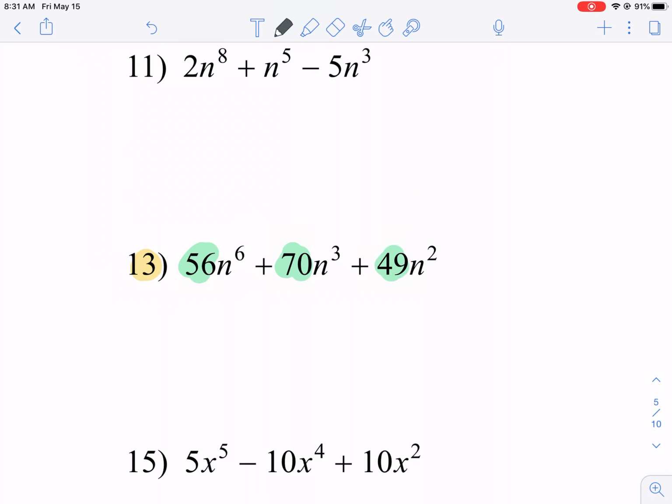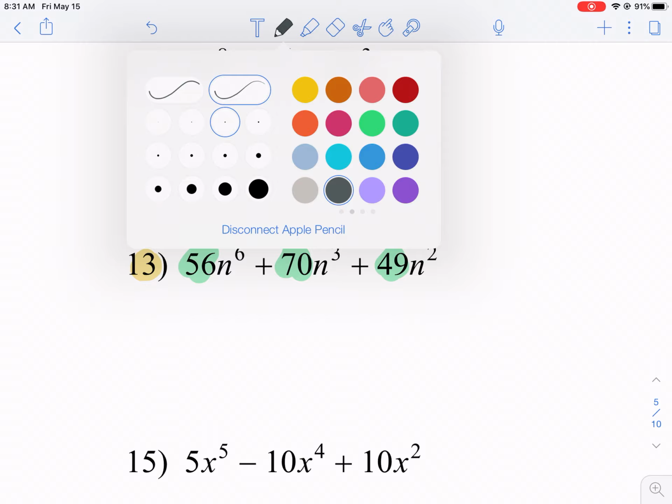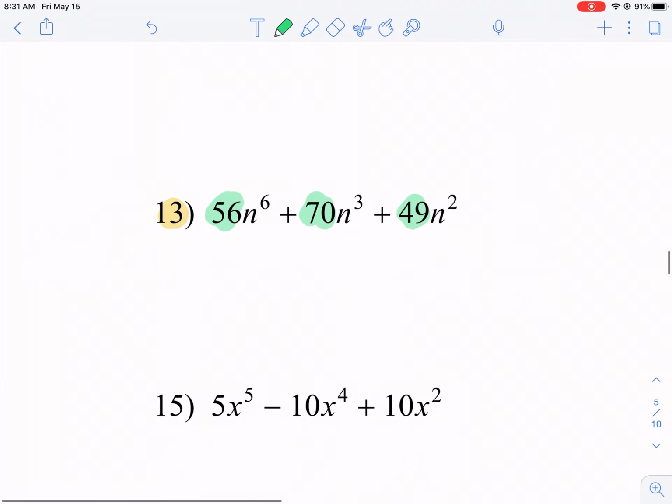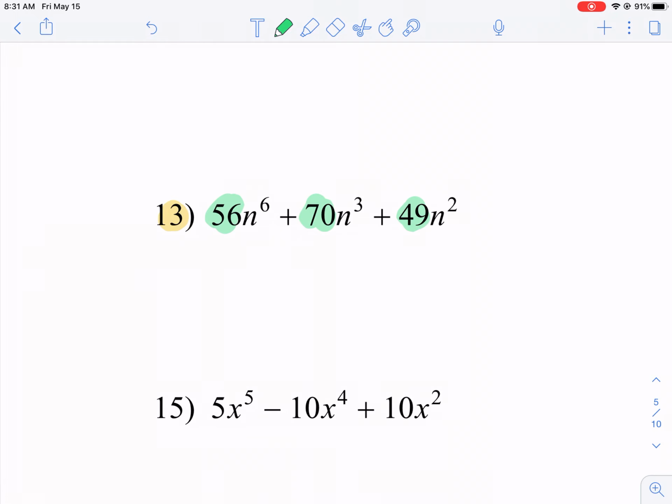If you want, you could list 56, 70, and 49 and list all the different factors. But what I'm going to do here is be smart about it. I know 49 only has factors of 7 and 7, or well, 7 times 7. So 7 and 49 are the only factors of 49. So I know that 49 is off the table. 49 doesn't go into 56, but I know 7 does. So I think I'm going to be working with 7.